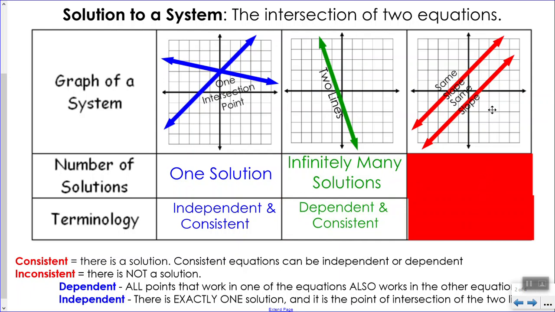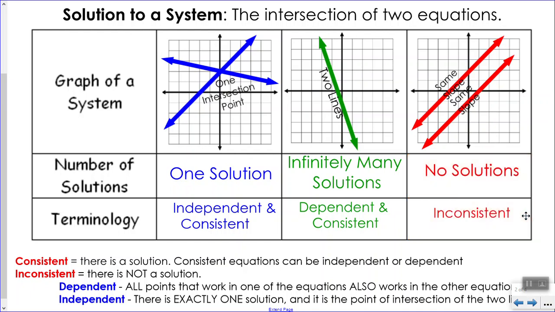Finally, we have these two lines here, which, as we can see, both have the same slope, and which we now know means that those lines are parallel. Since when we talk about a solution, we're talking about the intersection, parallel lines never intersect, so parallel lines in a system don't have any solutions. This is an inconsistent system because it doesn't have any values that work for both equations. And when we say that a system is inconsistent, we're not going to use either of these dependent or independent terms.